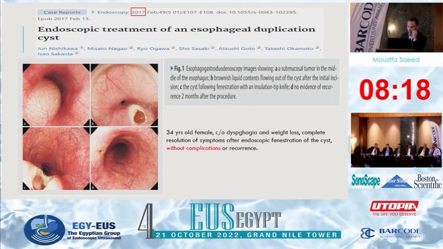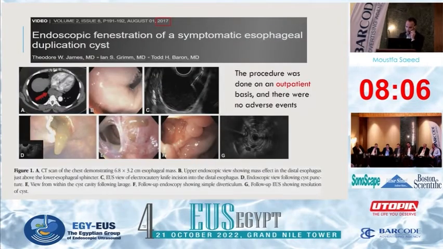Endoscopic treatment of esophageal duplication cyst by fenestration, also in this 34-year-old female patient, without complication or recurrence on follow-up after 2 to 3 months. Another case of endoscopic fenestration, here on an outpatient basis also.